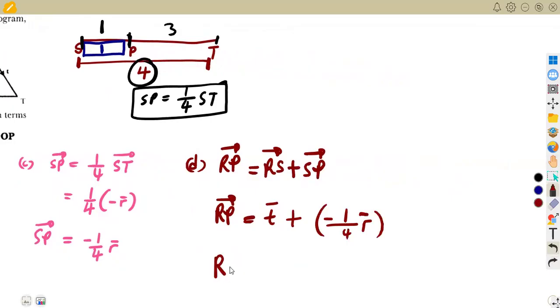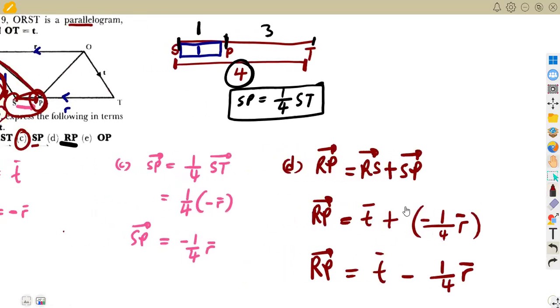So that means RP, we have to consider that the plus is for the direction that we are following, the direction of the arrow. But the minus here is for the vector SP on its own. It is already carrying a negative. So plus and minus gives us what? A minus. So that will be minus 1/4 vector R. So that is your vector RP in that case.